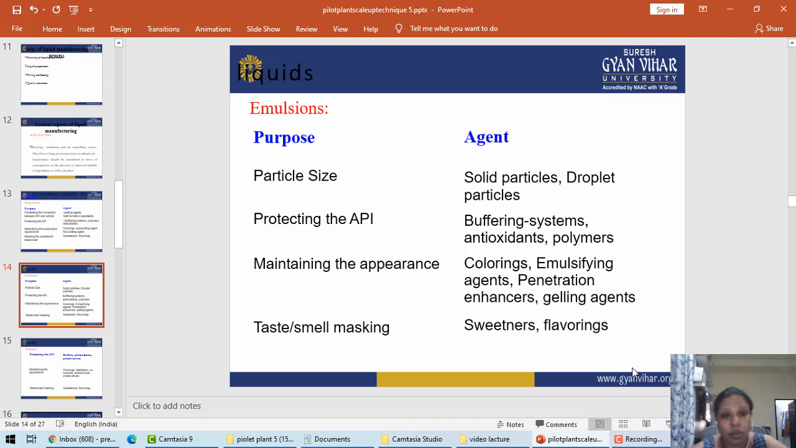Now we have discussed the suspension. Now the emulsion. For the emulsion, again the purpose and agents are given. The purpose is size reduction of the particle size. Some agents used for the emulsion are solid particle and droplet particle, buffering system, antioxidant, polymers, coloring, emulsifying agents, penetration enhancers, gelling agents, sweeteners, and flavors, etc.